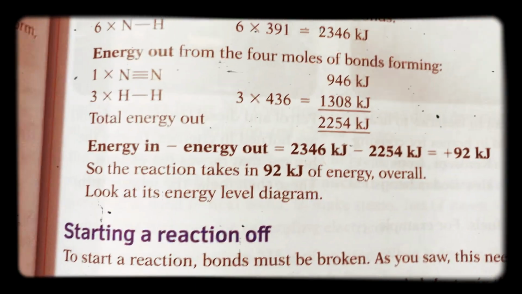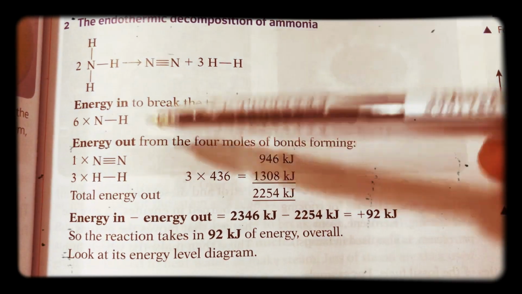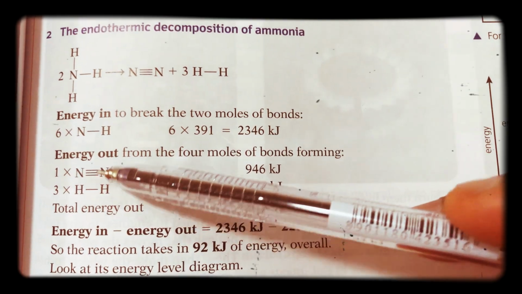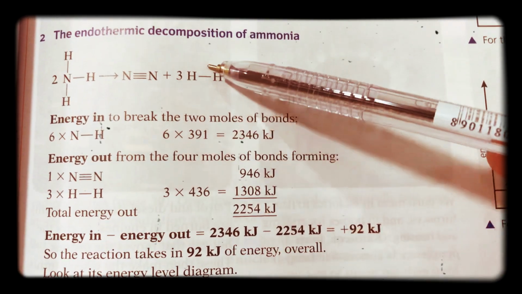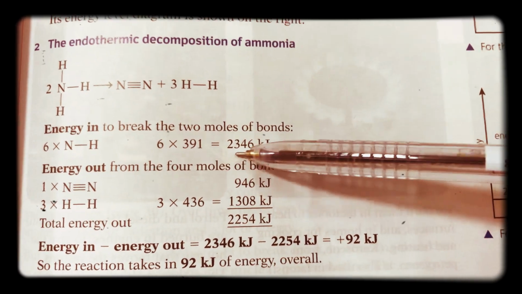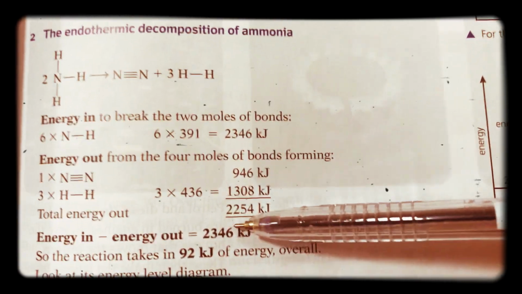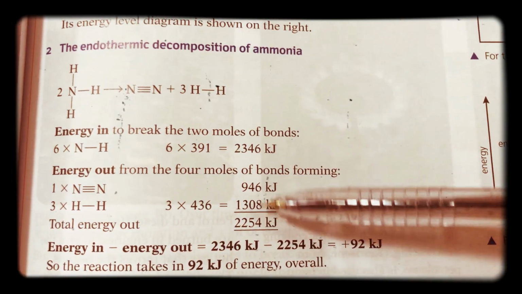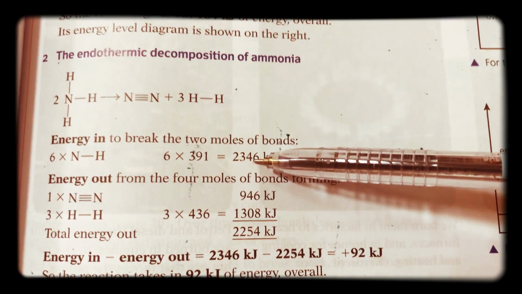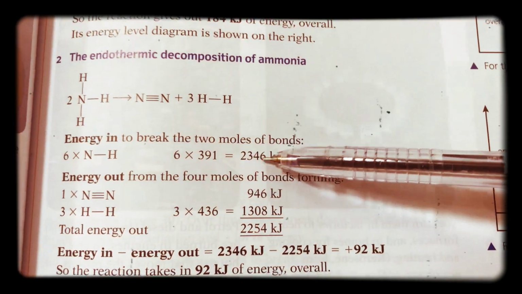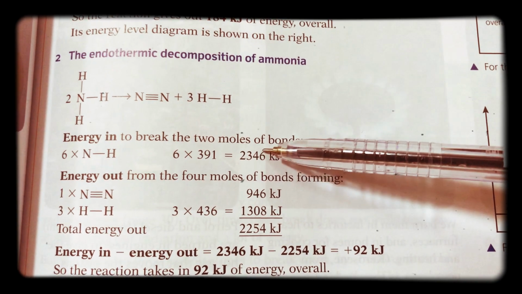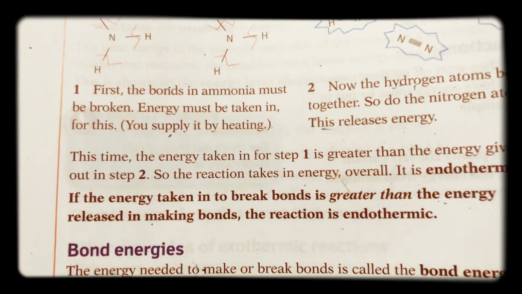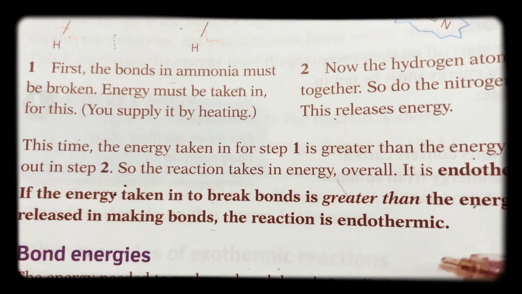Now, all of the calculations are here, okay? To just sum that up. The energy in is 6 times breaking up all of those, okay? The energy out is 1 of those, which is that, and 3 of those, which are those, okay? So the energy in is 2346 kilojoules. The energy out is 2254. Now, is this number larger than that number? The answer is no. So the energy taken in this situation to break the bonds is greater than the energy released in making bonds. And according to this definition, that means that we would class this reaction as endothermic.